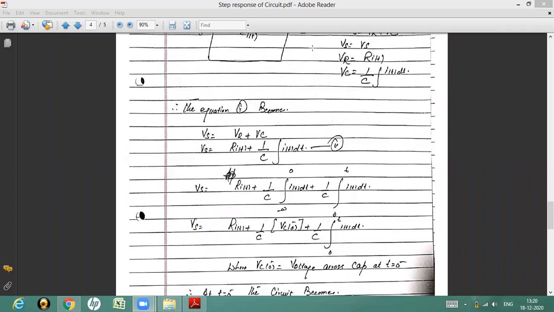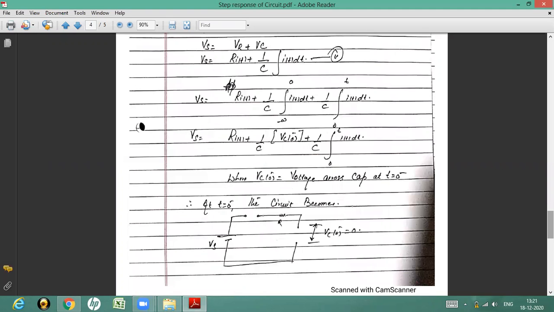the voltage across the capacitor at t equal to 0 minus. At t equal to 0 minus, just like in case of an inductor, the inductor is replaced by a short circuit, whereas the capacitor is replaced by an open circuit. So when the inductor is replaced by a short circuit, we have to calculate its current. And when the capacitor is replaced by an open circuit, we have to calculate the voltage across that open circuit, that is, the voltage across that capacitor.